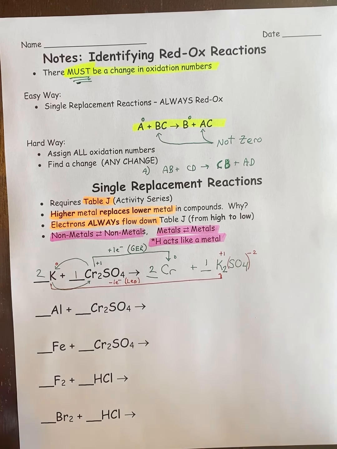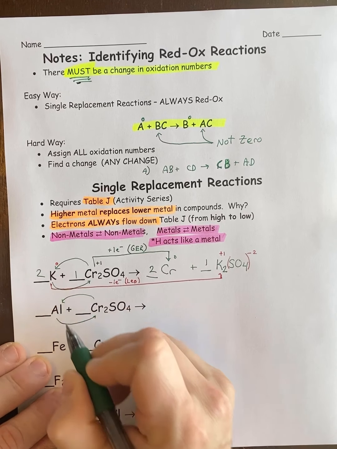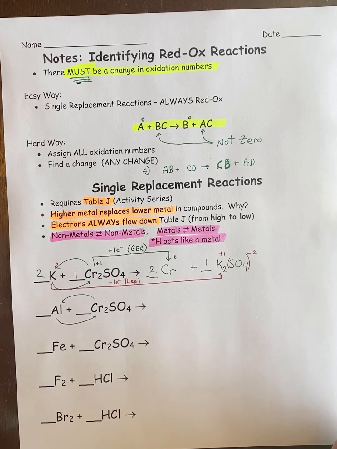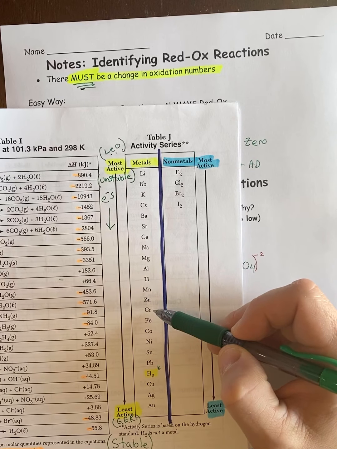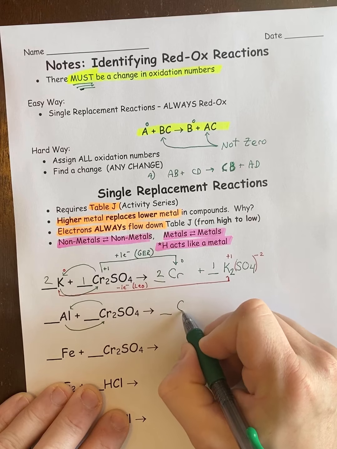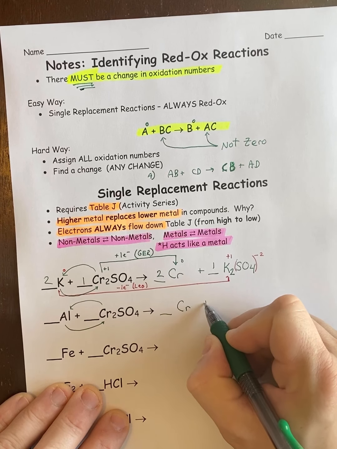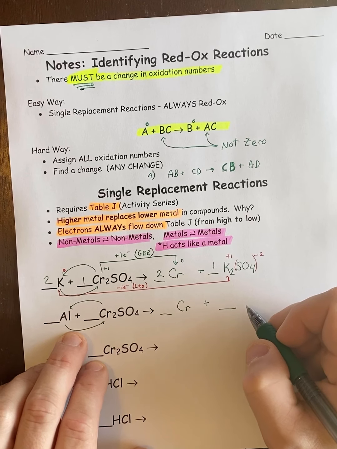Aluminum and chromium. They'll trade places. That's single replacement. Now, they only trade places if aluminum is above chromium. Okay? Al is above Cr. So Al is more unstable. So it's better to have Al in the compound than Cr, because Cr is more stable on its own than Al is.